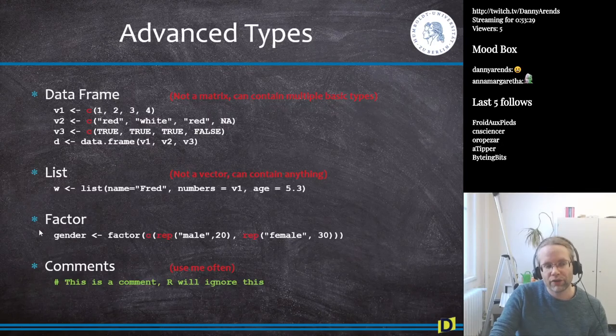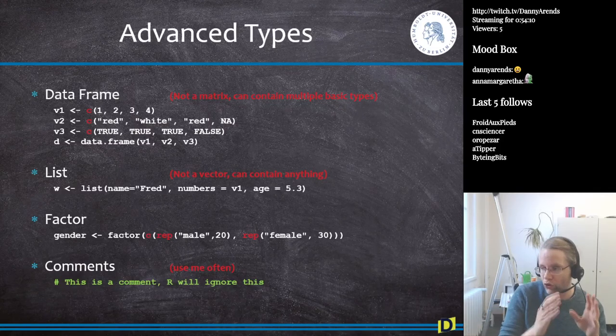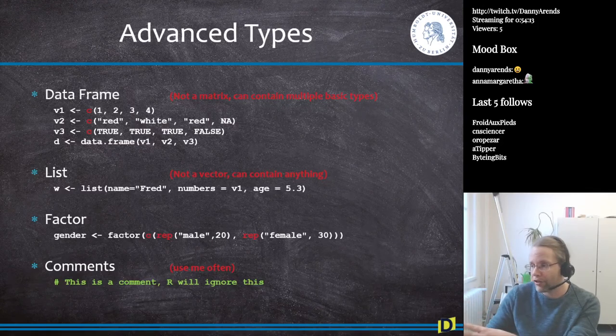Besides that, in R we have something which is called a factor. Because R is a statistical language, it knows about categorical variables, right? Categorical variables are things like male, female. So I can use the keyword factor in R to say that this is a categorical variable. Here I'm saying, repeat males 20 times, repeat females 30 times, combine this together. So now I have a vector of length 50. First there's 20 times the word male, and then there's 30 times the word female.